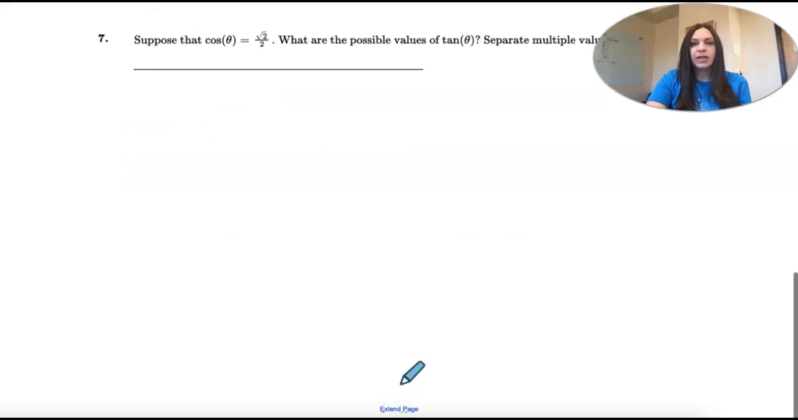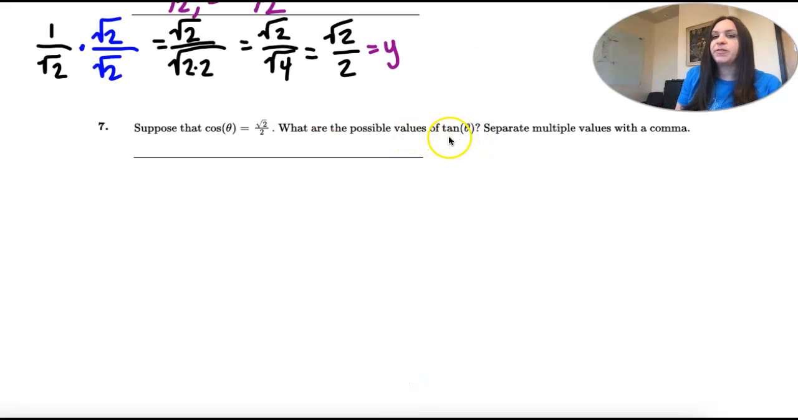Alright, last one. Suppose that cosine is square root of 2 over 2. What are the possible values of tangent? Alright, so cosine is x, sine is y. What about tangent?